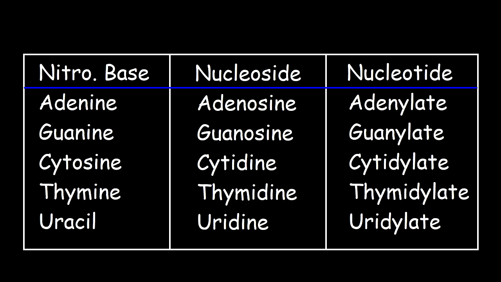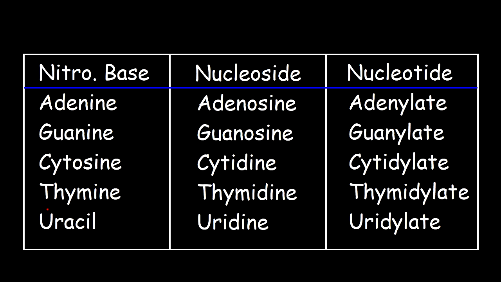So here is a summary that can help you with the nomenclature of nucleosides and nucleotides. On the left, we have the nitrogenous base adenine. Once we add a ribose sugar to it, it becomes adenosine. And then if we add the phosphate group, it becomes adenylate. Looking at guanine, the situation is similar. As a nucleoside, it's guanosine, and as a nucleotide with the phosphate group, guanylate.